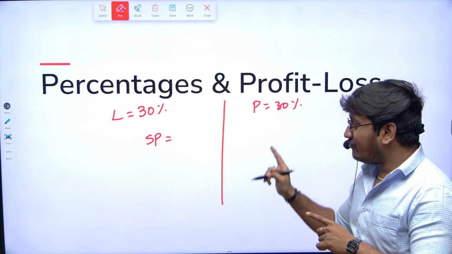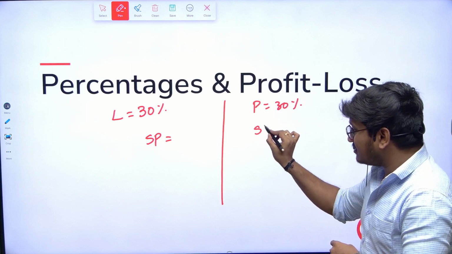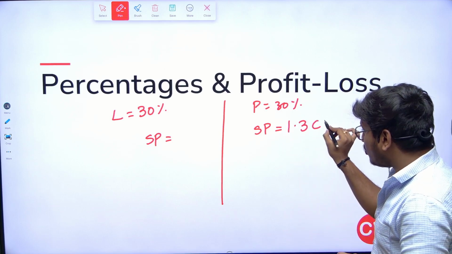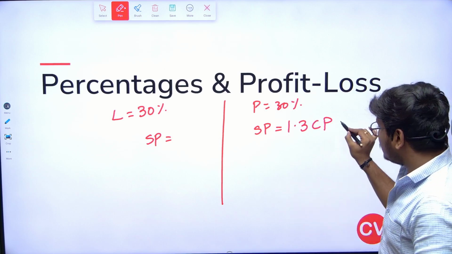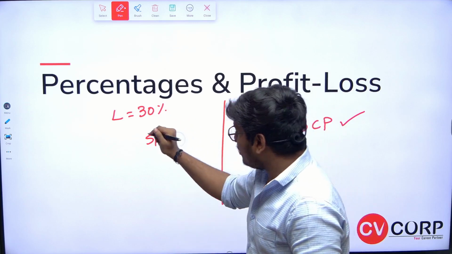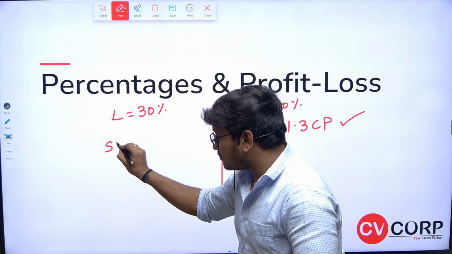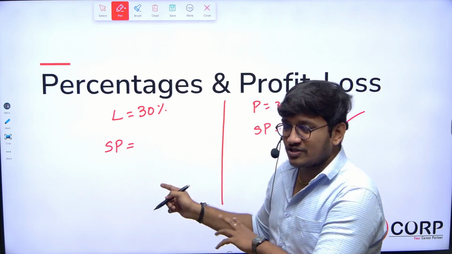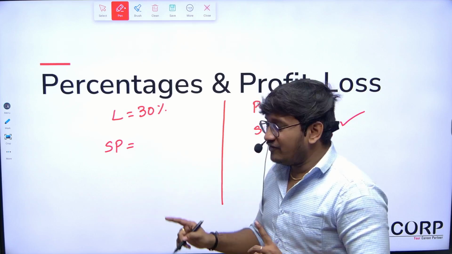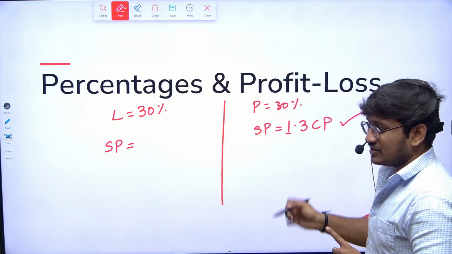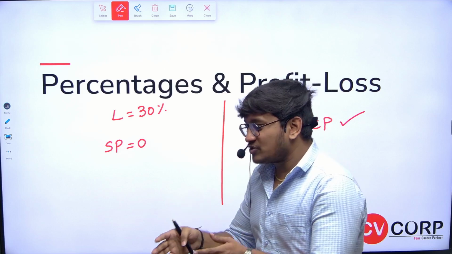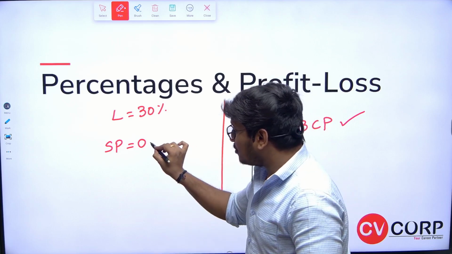If I get a profit of 30%, the relation is very simple. Selling price is equal to 1.3 times of cost price, correct? This is the perfect relation. Now when I'm getting a loss of 30%, what will be the relation between selling price and cost price? Either profit or loss, you should start with selling price. But as I said, if it is a profit, you should start with 1. If it is a loss, you should start with 0. But the majority of students posted in the chat box that it is 0.3.